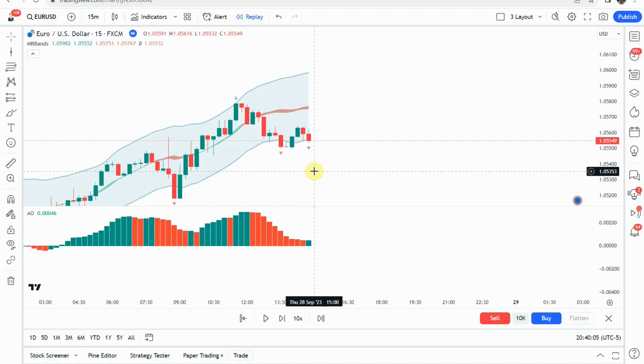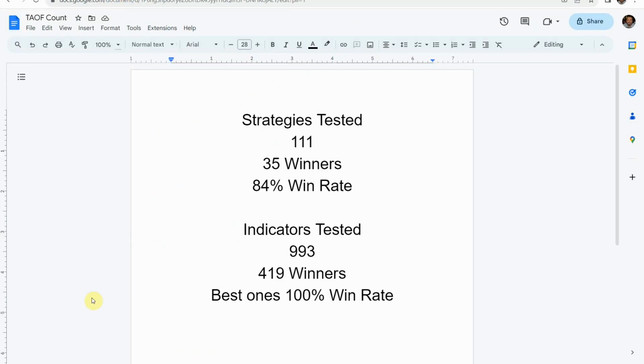Alright, as I said, today we will be testing a 15-minute advanced trading strategy. Before we do though, I wanted to put the testing scoreboard up for everyone to see. So to date, we have tested a total of 111 strategies, with 35 of them being winners. The best one so far was able to achieve an 84% win rate. That is the Academy of Forex indicator with the Z-score probability strategy.